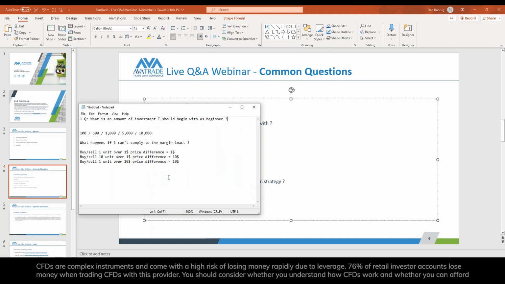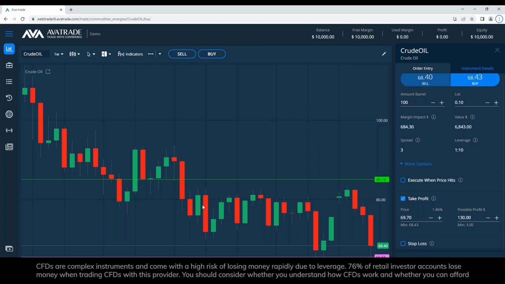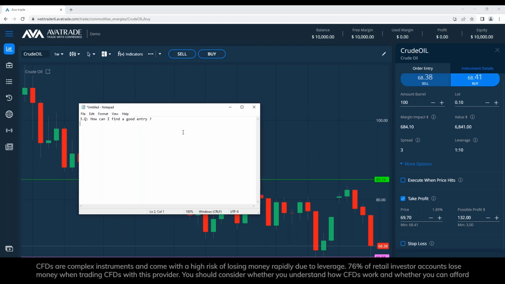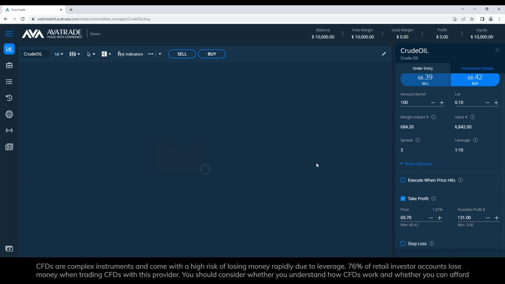Okay. So this question, let's see, how can I find a good entry? Guys, who can tell me what is a good entry? Good entry, enter where? How? What's happening here? Good entry. So let's suppose I'm gonna take a buy now. I believe oil is, actually I believe it's going down, so I'm gonna take a sell. Is that okay?